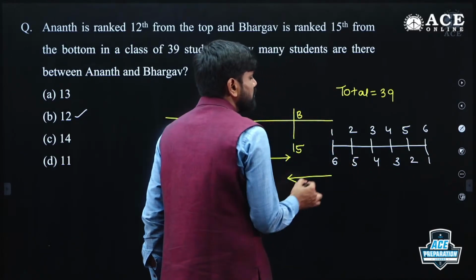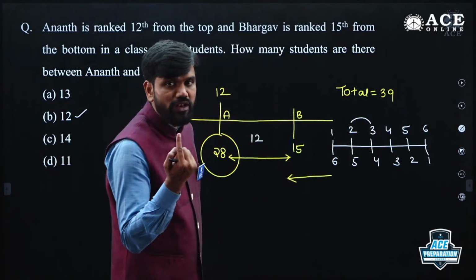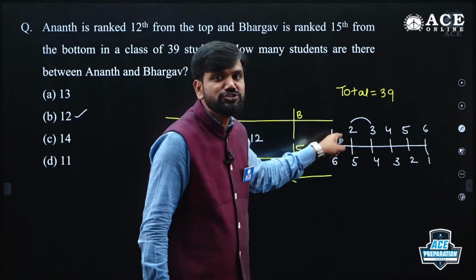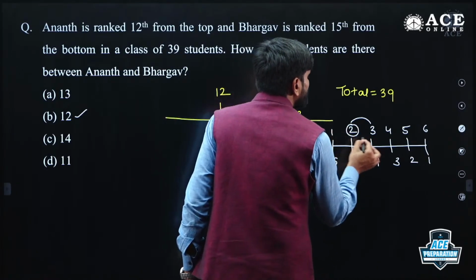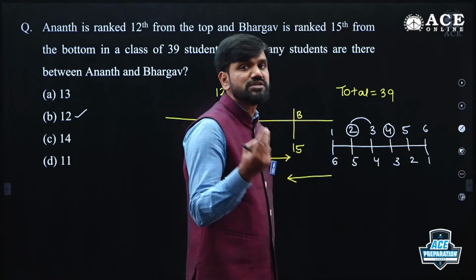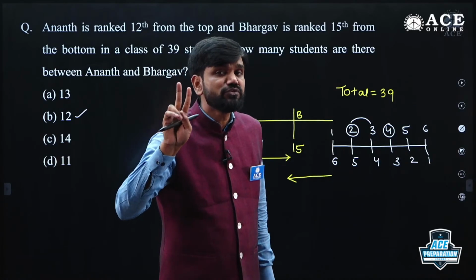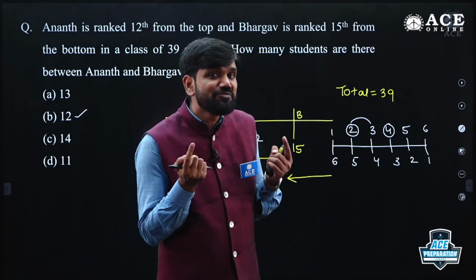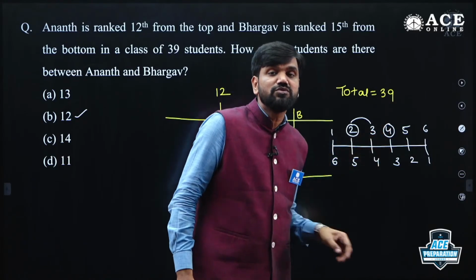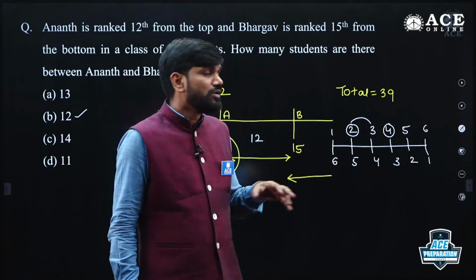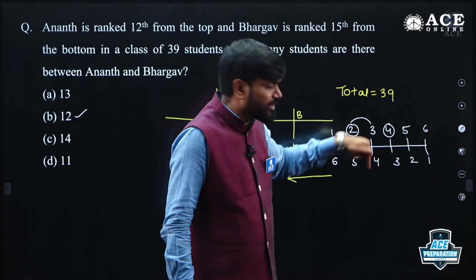You just check now. What is the difference between 2 and 3? The difference is 1. In between, how many people are there? 0. What is the difference between 2 and 4? It is 2. The number of people in between: between 2 and 4 there is only one person, who is 3. So the positional difference is 2 and the number of persons in between is 1.